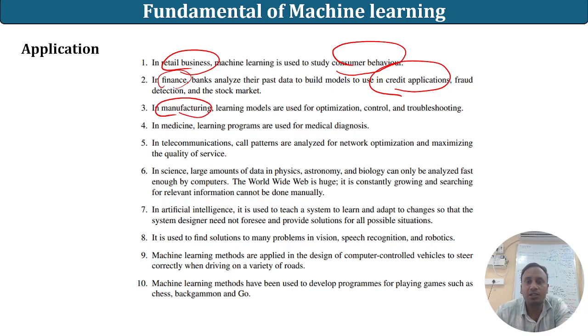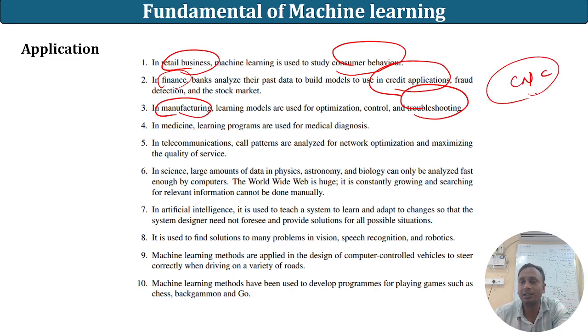They also use machine learning in manufacturing, for optimization, control, or troubleshooting. Let's say that until about 20 years ago, it was all manual. But now we have robots that do the welding. CNC machines, which are semi-automatic machines, are also there. So it's something that plays a role.